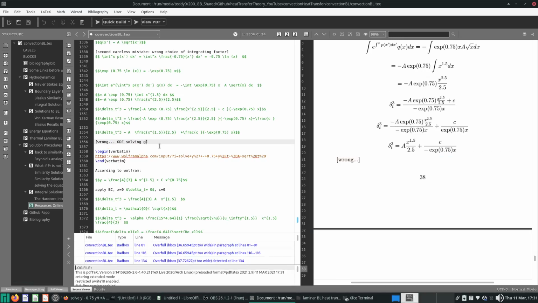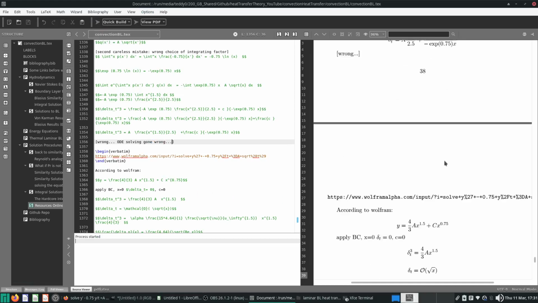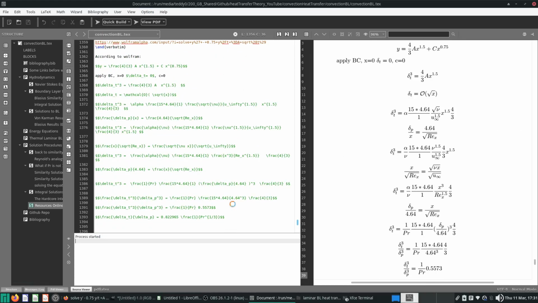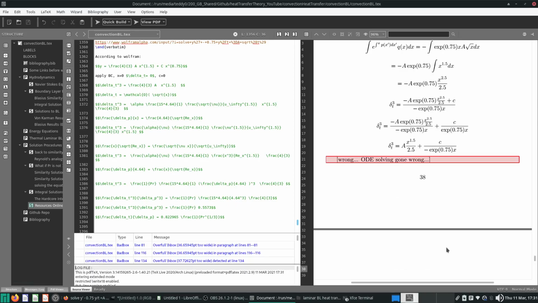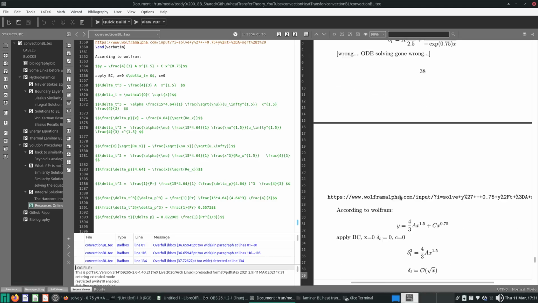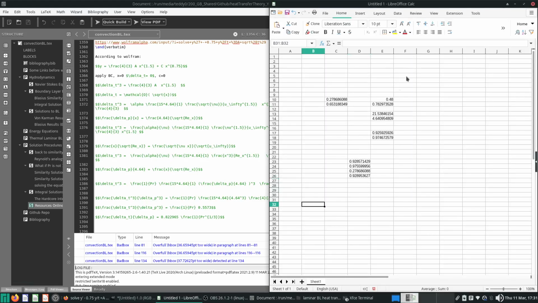ODE solving gone wrong. Never mind, we'll just use the Wolfram solution. I'm not emphasizing the math here. Use Wolfram wherever possible. It will save you a lot of pain, as you see very clearly. So 4/3, let's multiply this. I'll delete all of this. Let's just do 4/3.